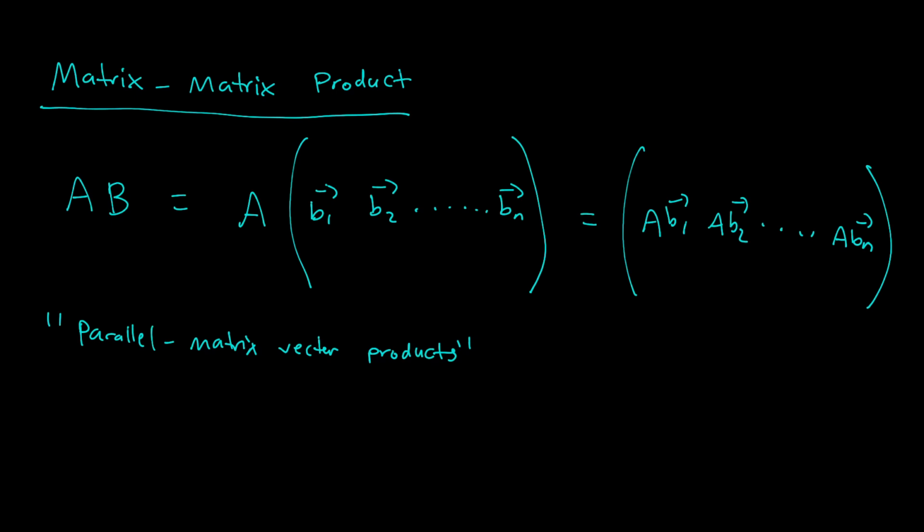And the matrix product is defined similarly, where if you have A times B, it is equal to A times B1, B2, all the way to BN, where B1 to BN is B represented as column vectors. So the first column of the result of A times B is AB1. The second column is AB2. And the nth column is ABN. And you could think of those kind of like parallel matrix vector products.